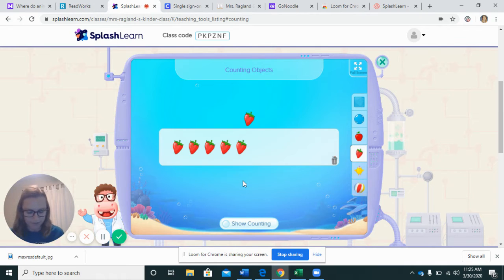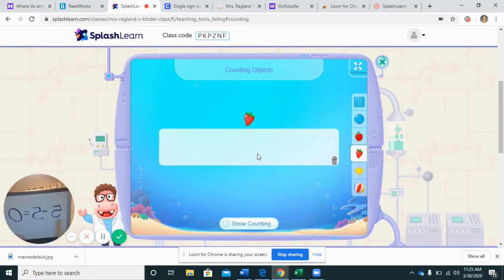So I have 5. Now I'm going to take away 5 of those objects. So let's count. 1, 2, 3, 4, 5. I took away 5. So do I have anything left? I don't see any strawberries left in front of me. So that means I have 0 left. 5 objects, I took away 5 of those objects, and now I have 0 left. I don't have any more.